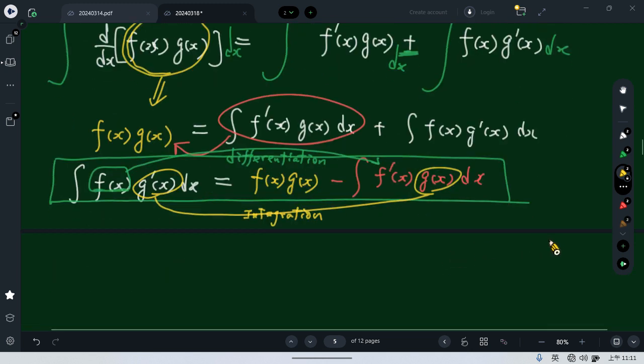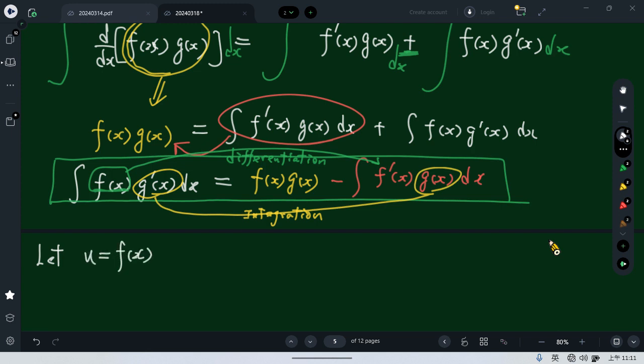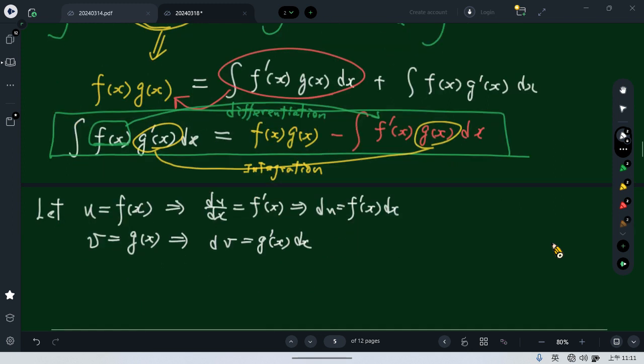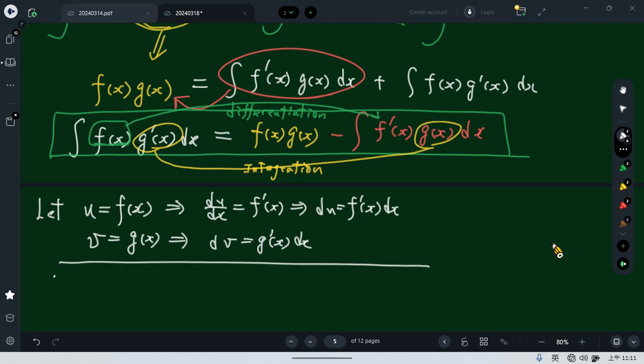So if we let u become f of x, then you get du over dx is f prime x. So you have du is equal to f prime x dx. Similarly, if v is equal to g of x, you also get dv is equal to g prime x times dx. Through this, you can change the notation and write it as an integral.